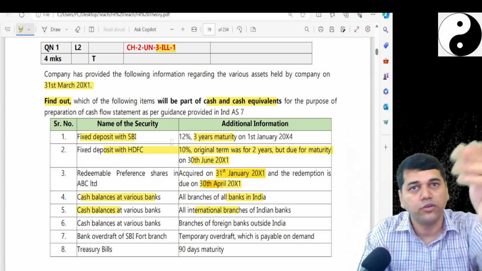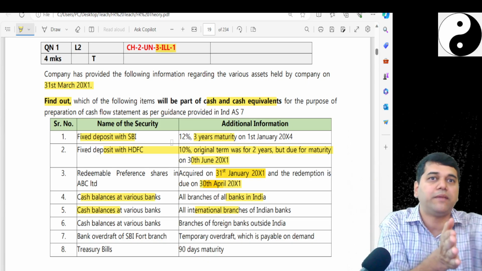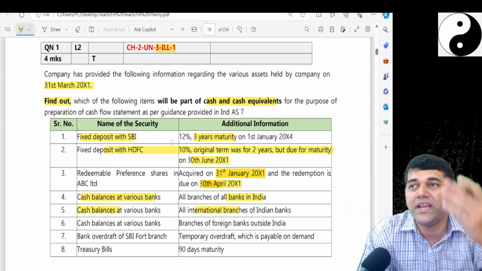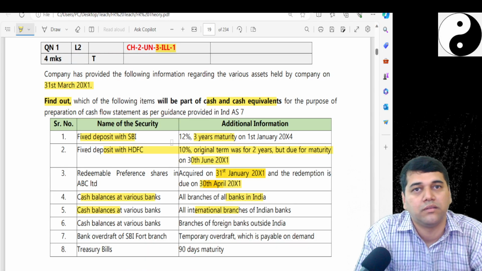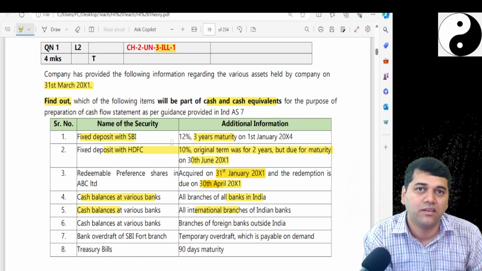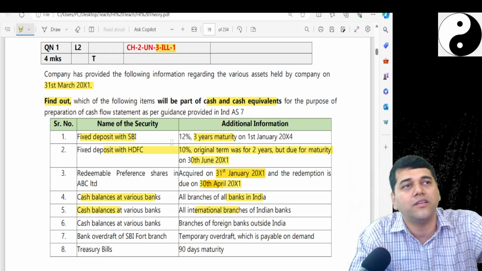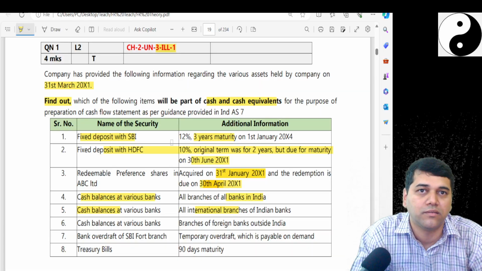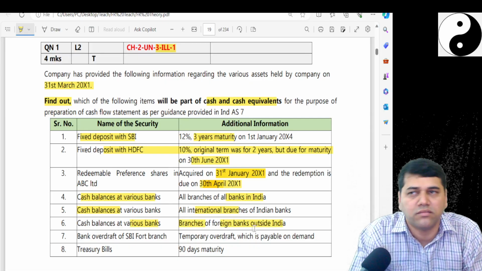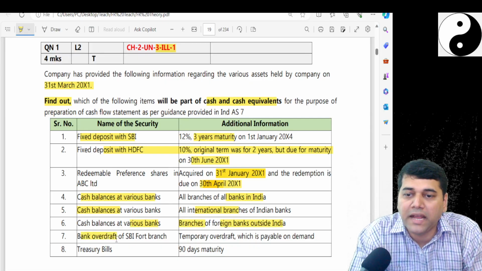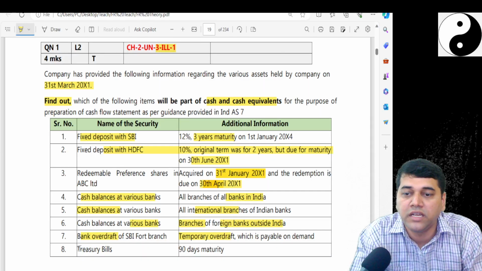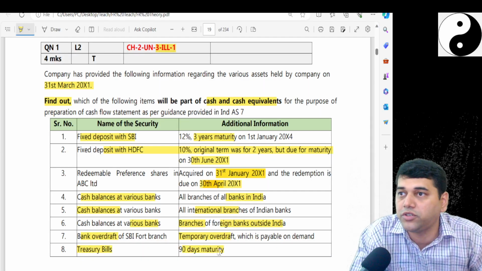Now, your question is, as on 31st March, it came and within the next 3 months it is due. But if I look into the substance of this, why did I acquire it? My acquisition was with a certain objective. So telling it as cash in hand may not make sense to me. It is like a wrong picture to the investors. Now, cash at the various banks, branches of foreign banks, cash, bank OD, temporary OD, yes, it's part of my CC. Treasury bills with 90 days maturity, yes.